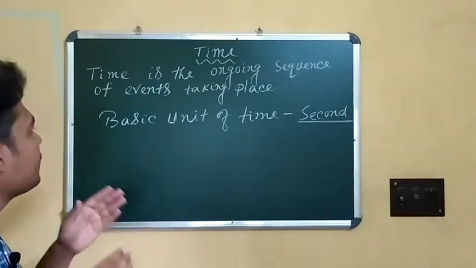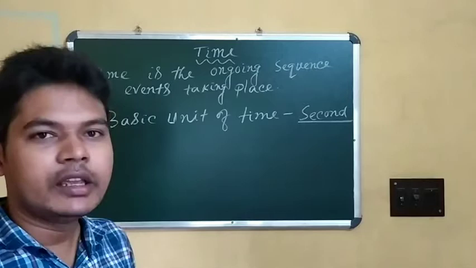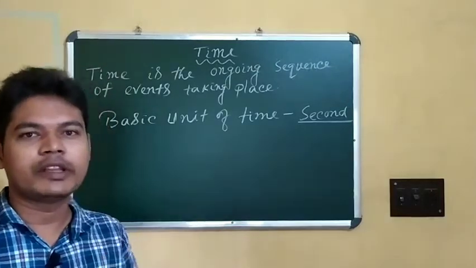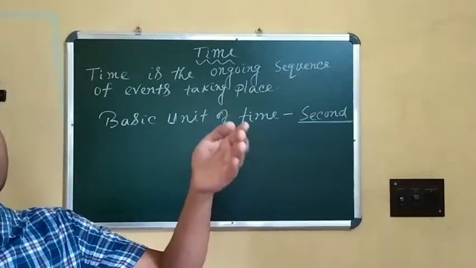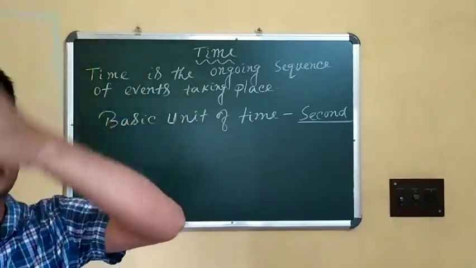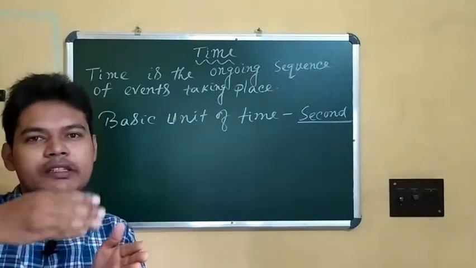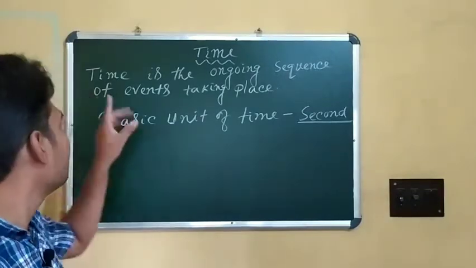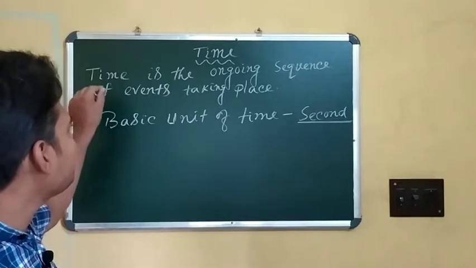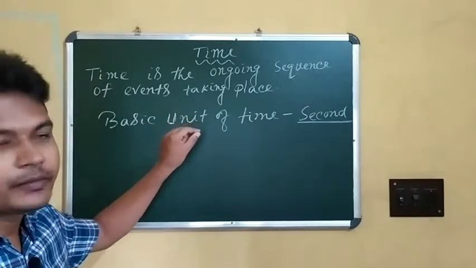We measure all these by time. Take one example: in the early morning the sun rises, then the sun changes its position, then noon comes, then evening comes, in this way. So all these events are placed in a sequence. So that is time. Time is the ongoing sequence of events taking place.